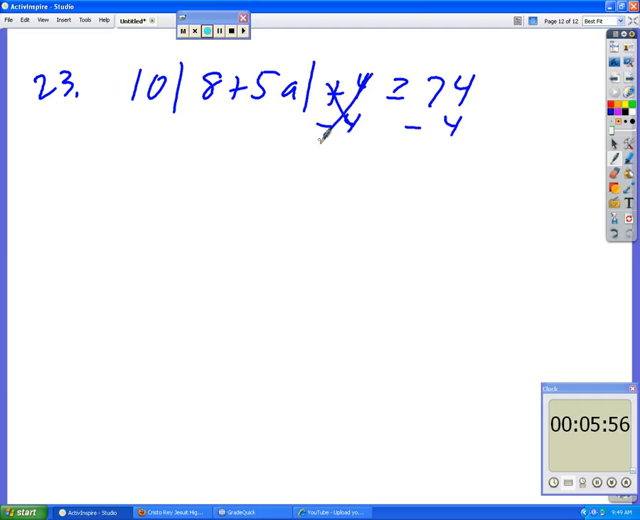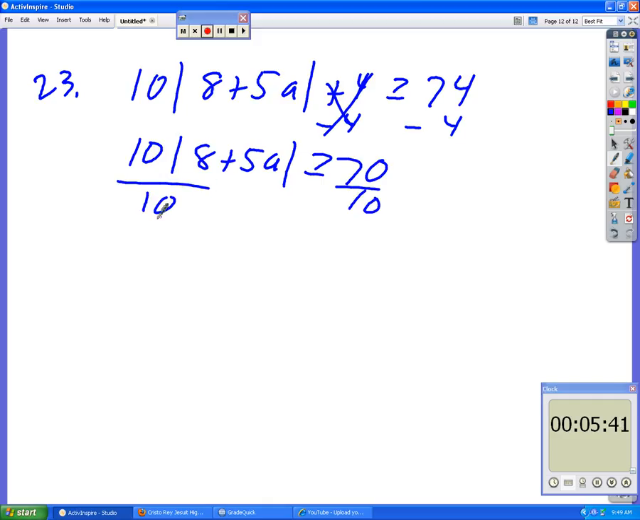They cancel. So I now have 10 times the absolute value equal to or greater than 70. Then I get rid of the 10 by dividing, because it's 10 times this. So I divide by 10, both sides. The 10's cancel. And now I have the absolute value of 8 plus 5a equal to or greater than 7. So if you have numbers on the side with the absolute value, you must get rid of them first. You get rid of the plus and minus first, then the number in front, the division, second, just like always.